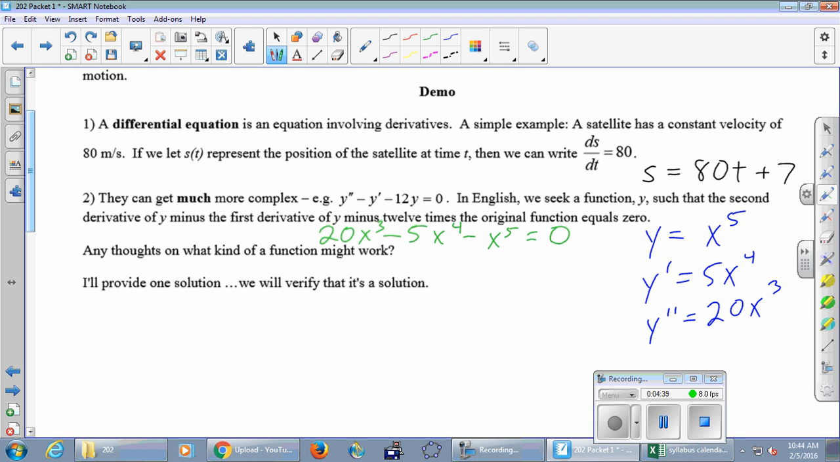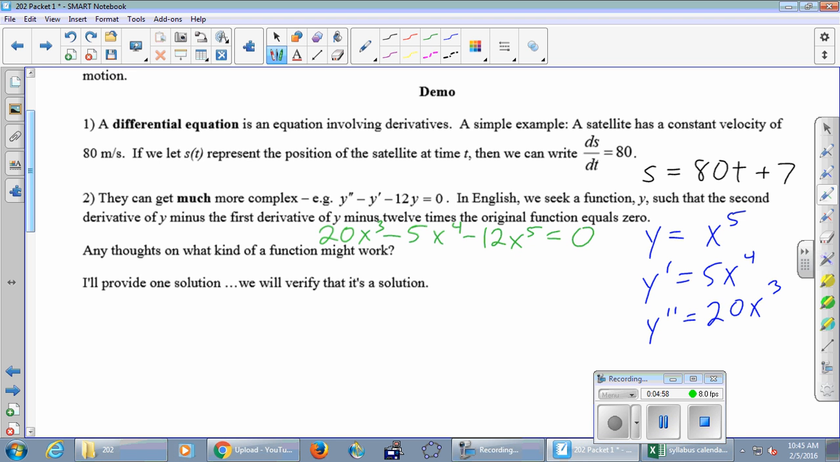Oh, x to the 5th times 12. Thank you. 12 times y. 12 times x to the 5th equals 0. We are not trying to solve that equation. This equation is either true for all x, or we did not find a solution to our differential equation. And that equation is not true for all x.